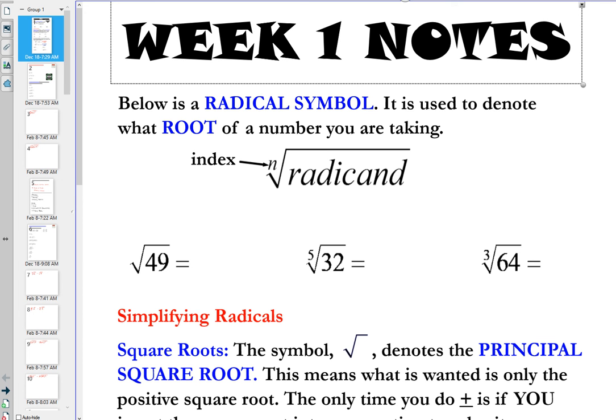Okay, so with radicals, some of the stuff you should have seen before, some of it you might have even seen already in this class. Like we've already dealt with some radicals. What radical have we dealt with in here so far this year? Do we even know what a radical is? Okay. This symbol here is known as a radical. What radical have we dealt with this year?